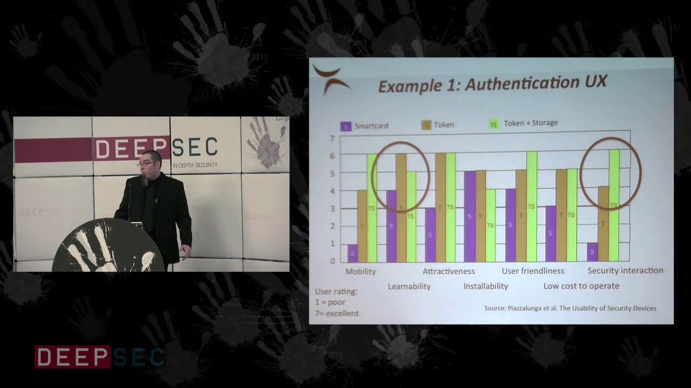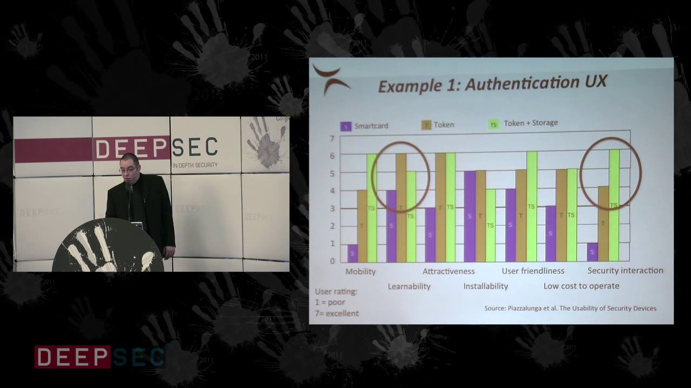The study setup was that different user groups got these authentication tools for some time and then filled out the questionnaire. So 1 is a rating for poor, 7 is a rating for excellent, so 2 points difference in security interaction is rather a good result. And this only because we have storage.